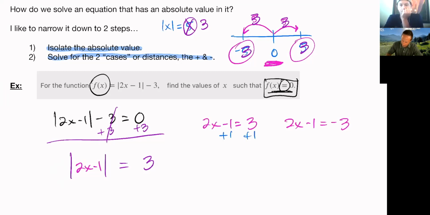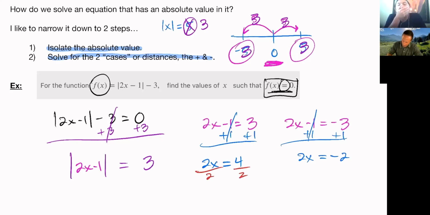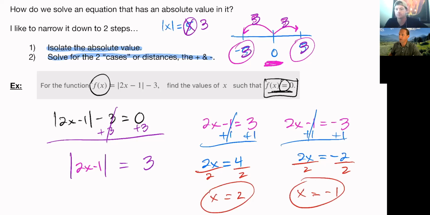Add 1. Now I'm going to have to do the same thing to this one, so I'm just going to solve them simultaneously, one step at a time. Now I've got 2x, careful, over here is 4, and then 2x over here is -2. All right, then what? Or just give me the answers. You guys know that 2 times what gives you 4 is 2, and then 2 times what gives you -2 is -1. And remember, because there's 2 cases, almost always you're going to get 2 answers.